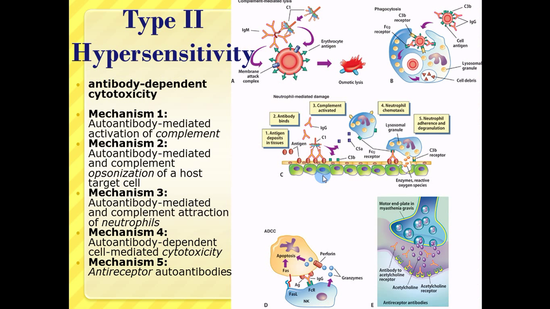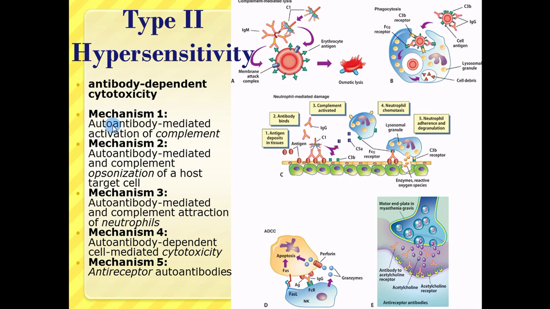Okay, let's go on to type 2. So type 2, remember I told you, it's also antibody mediated, but it's not IgE. So it has nothing to do with IgE. If your IgE is involved, it's always a type 1 sensitivity. So that's an allergy. But type 2, here are the 5 main mechanisms.